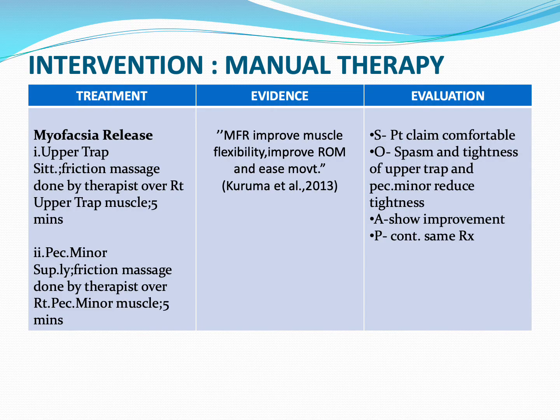Because this patient has a spasm in the right upper trap and tightness of pectoralis minor, I did myofascial release for this patient. After I did MFR for this patient, I evaluated the patient again. The patient claimed to feel comfortable, and the spasm and tightness of upper trap and pec minor reduced.